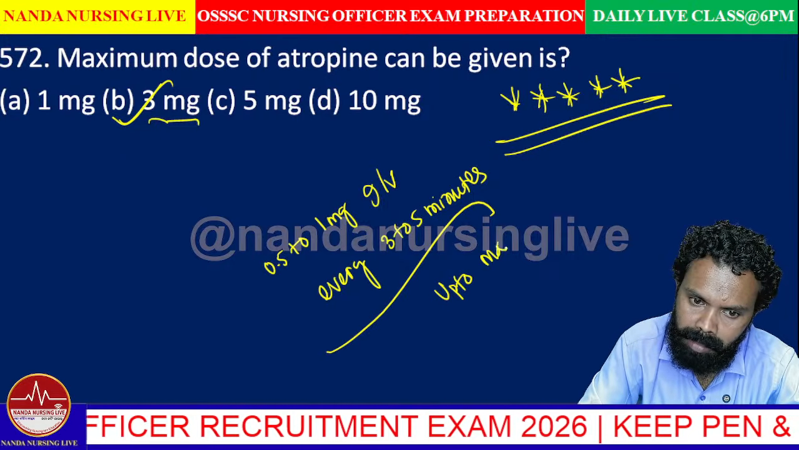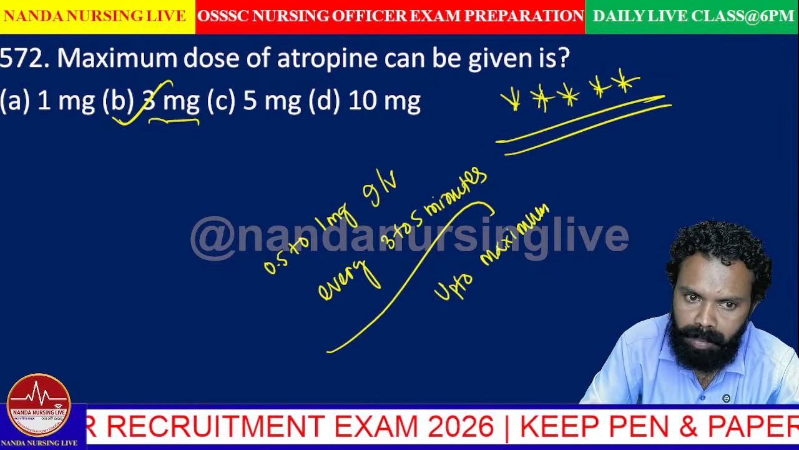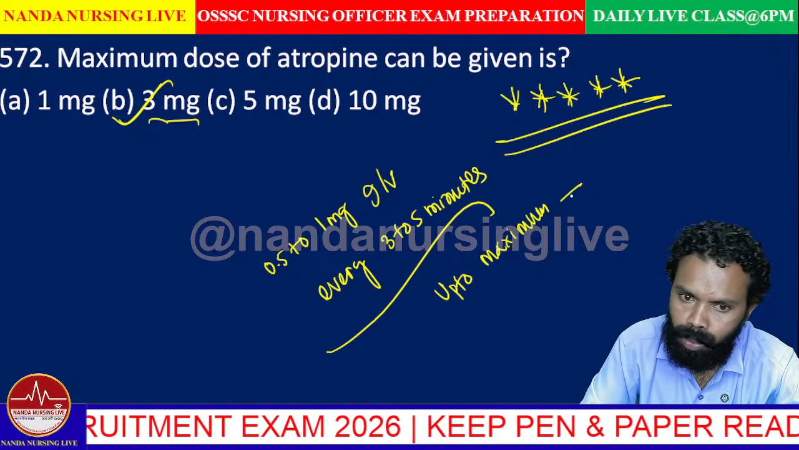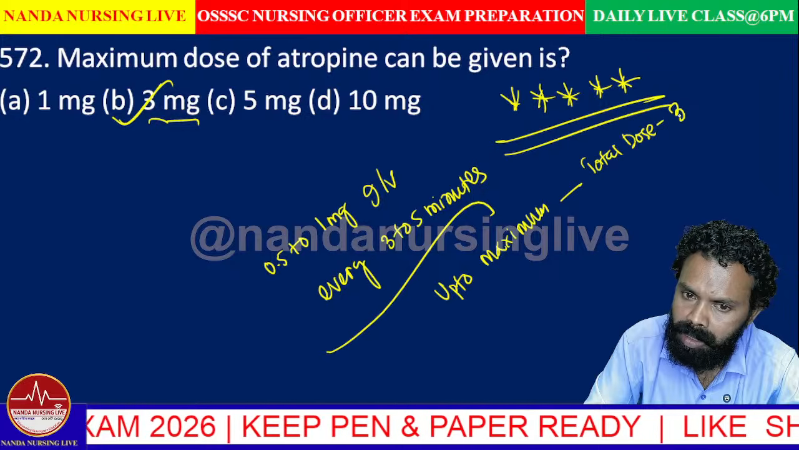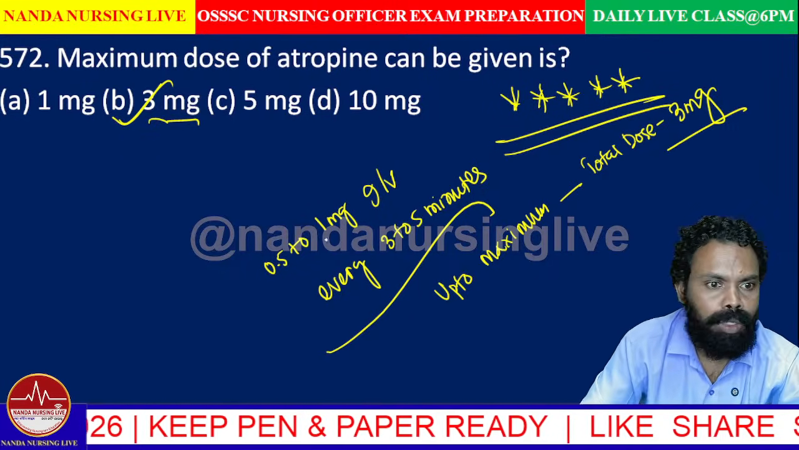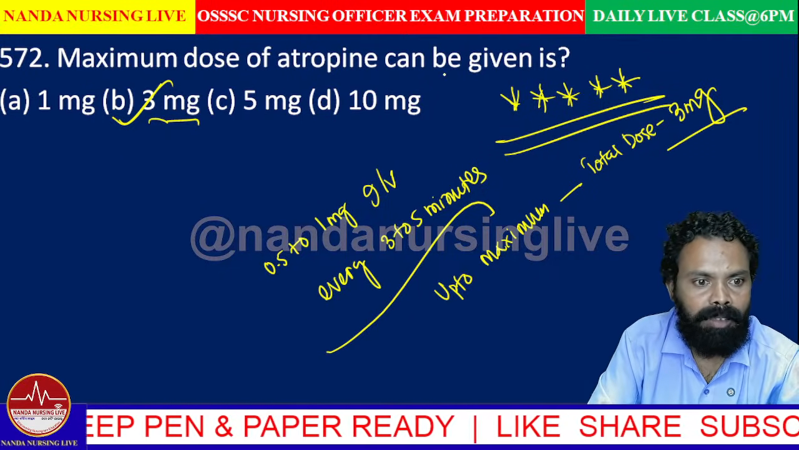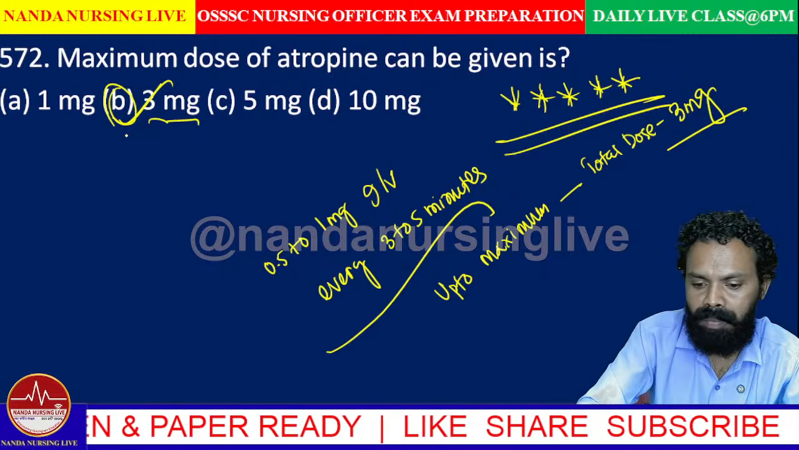Up to a maximum total dose of 3 milligram, right? So the maximum dose of atropine that can be given is 3 milligram. Option B is the correct answer.